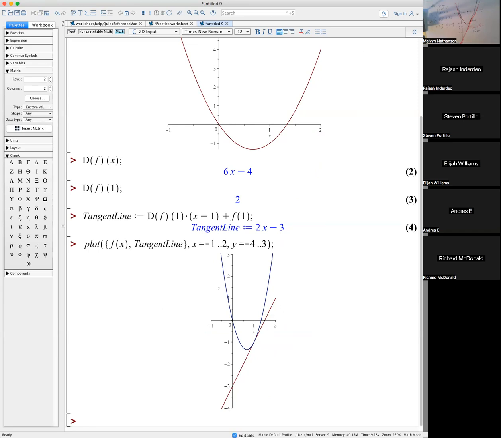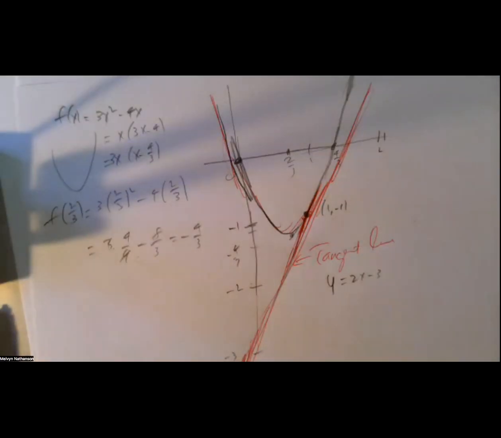So you probably have not yet learned all these commands in Maple yet, if you're lucky enough to use Math 155 for Maple, but that's what it can do. Okay. Any questions about that?